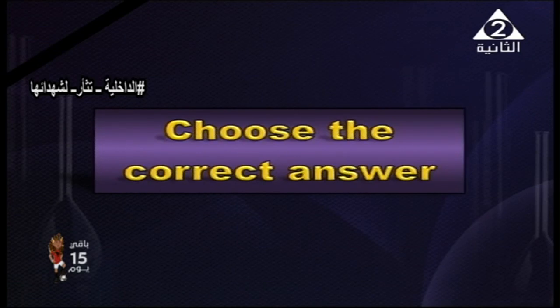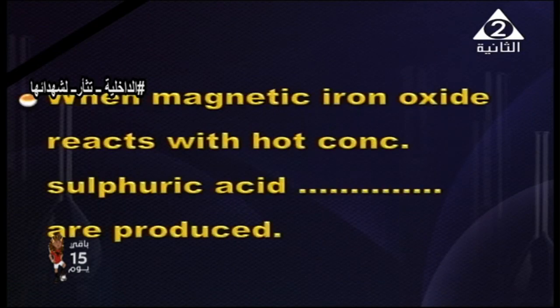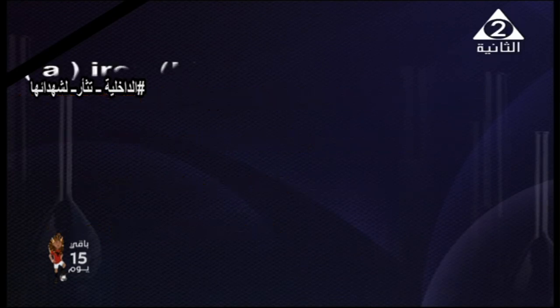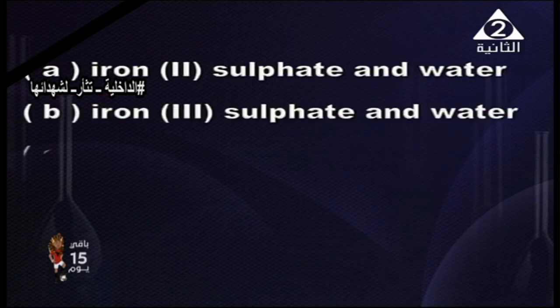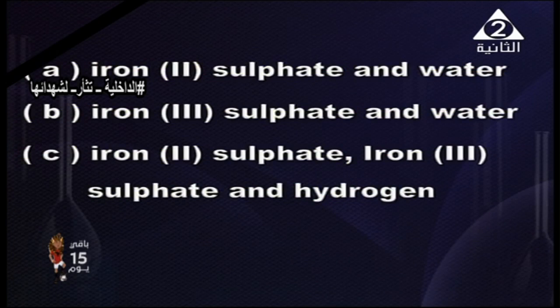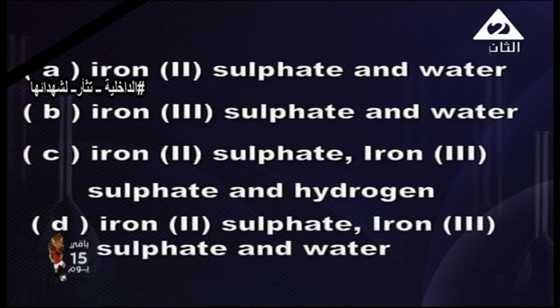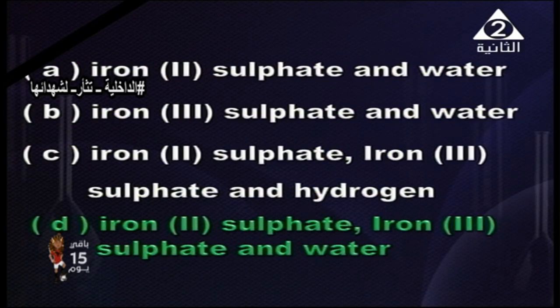Next type of question is choose the correct answer. The first point: when magnetic iron oxide reacts with hot concentrated sulfuric acid, what is produced? Is it iron 2 sulfate and water, iron 3 sulfate and water, iron 2 sulfate and iron 3 sulfate and hydrogen, or iron 2 sulfate and iron 3 sulfate and water? If you think about it, my dear student, you will find the answer. It will be iron 2 sulfate and iron 3 sulfate and water, as the mixed oxide here forms two types of salts, iron 2 salt and iron 3 salt.